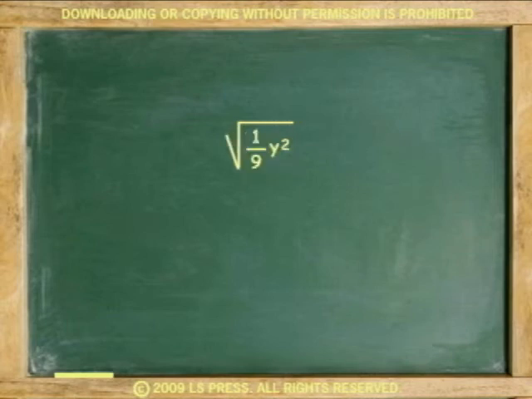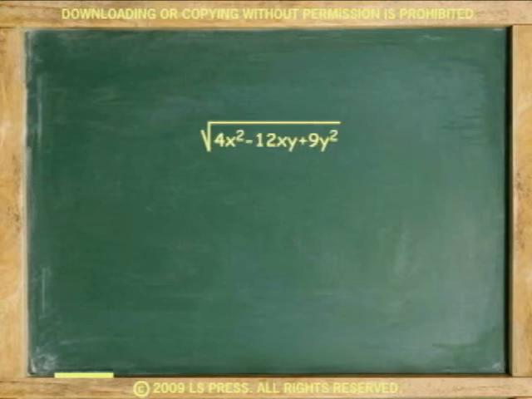Another example. What values will make this expression a real number? 1 over 9 is already positive, and because y will be squared, then y could be any real number. And like before, we show this by using the absolute sign.